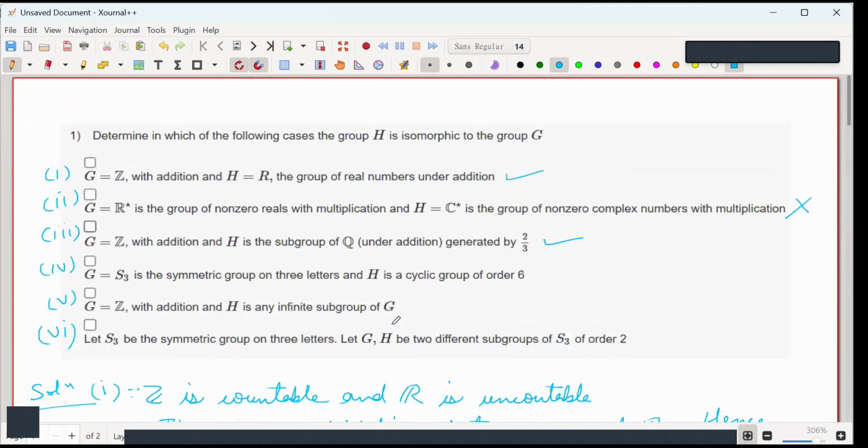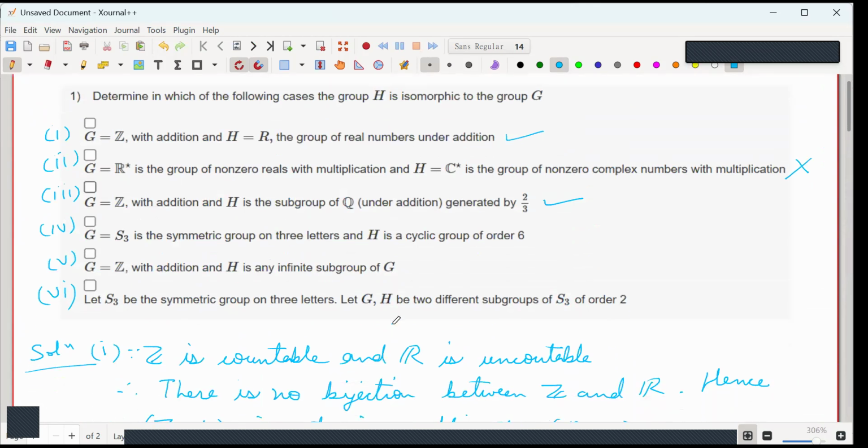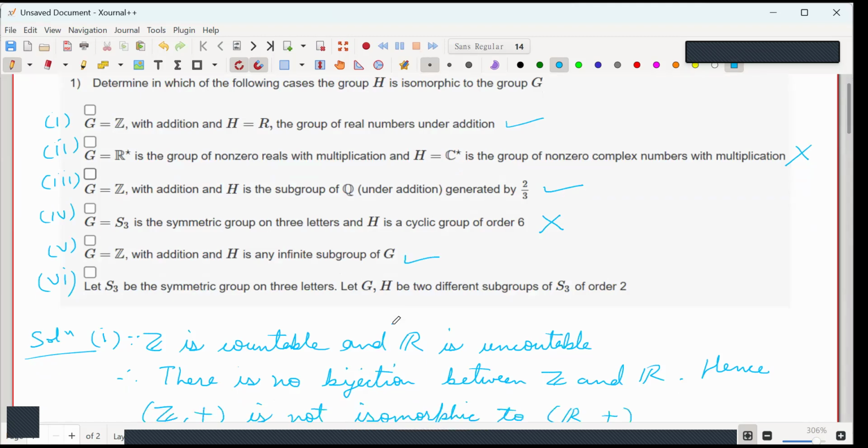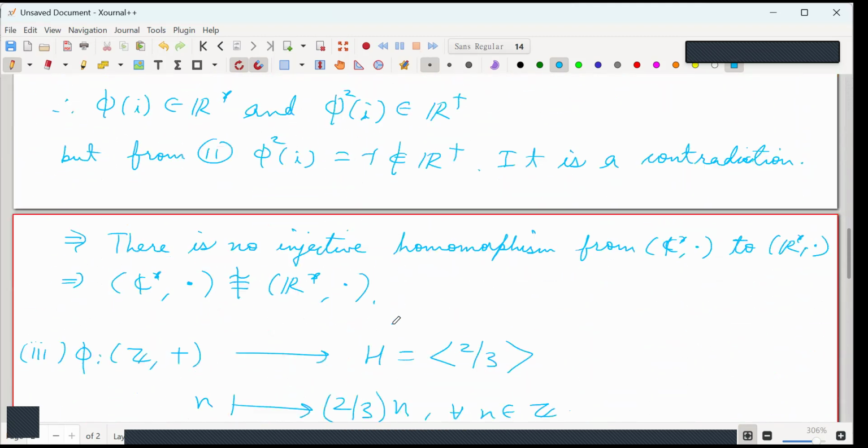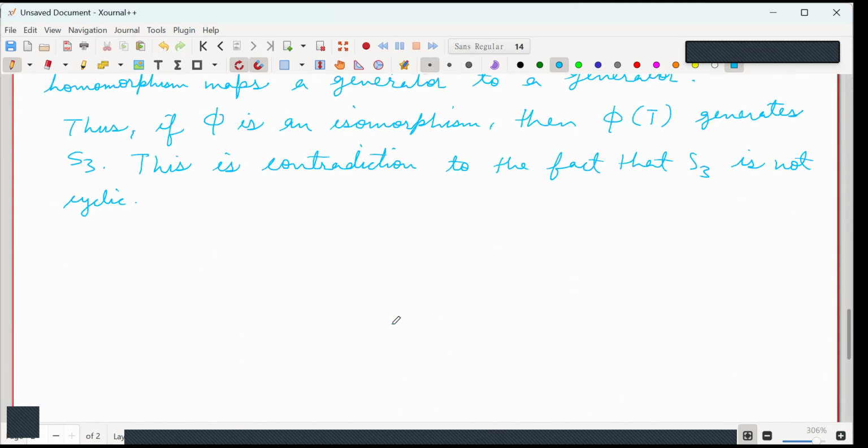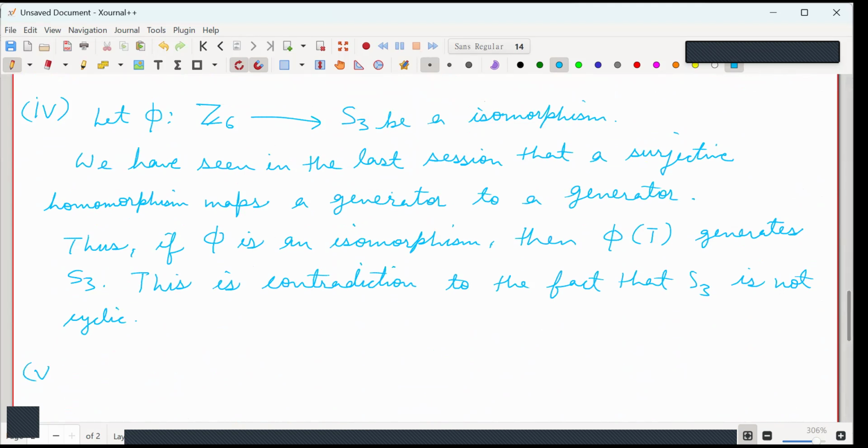Now, fourth one is done. Fifth one: G is Z with addition and H is any infinite subgroup of G. They are isomorphic. Good. What is the isomorphism? I map n to n times the element. Right.